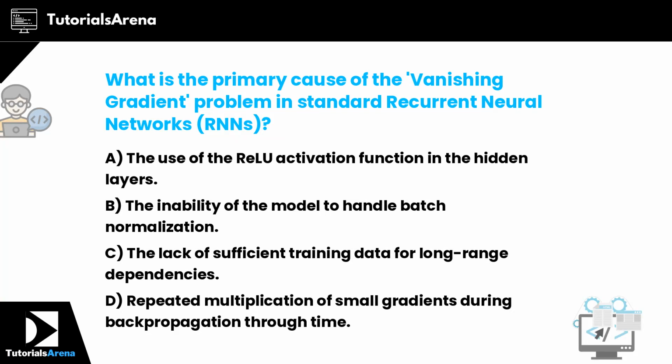What is the primary cause of the vanishing gradient problem in standard recurrent neural networks, RNNs? The correct answer is option D, repeated multiplication of small gradients during backpropagation through time.